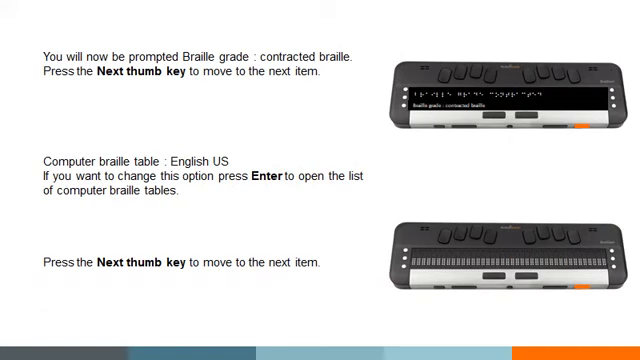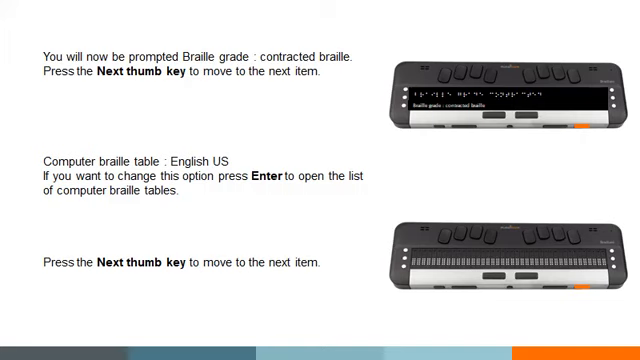And if I press my next thumb key, I will see something that says computer Braille table. And again, I need to determine if I want to change this. Right now it's set to English US. If I press enter, I will be placed in a list of computer Braille tables. I would use my spacebar, my next thumb key, to navigate that list and press enter on my computer Braille table that I would like to use when computer Braille is required.